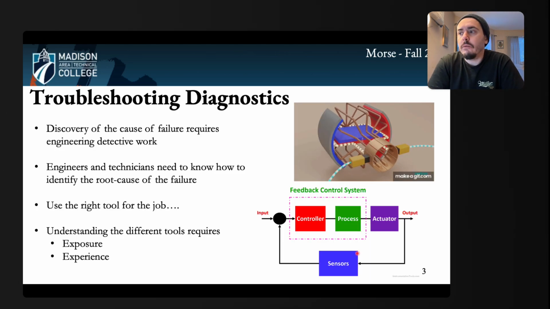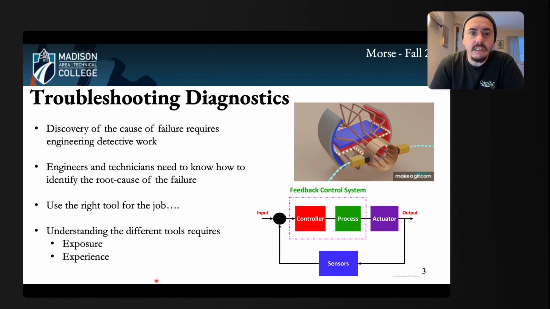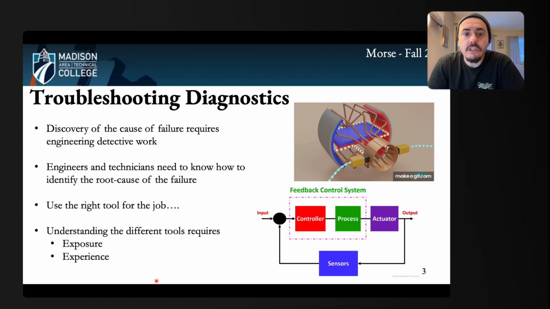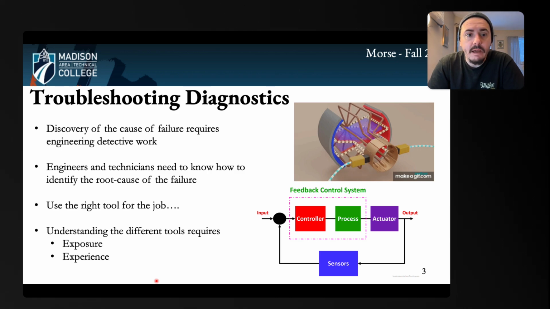Okay, so first, troubleshooting diagnostics. So first and foremost, as technicians and as troubleshooters, it's our job to identify and resolve the technical failures. So this requires a little bit of engineering detective work. Engineers and technicians need to do this detective work in order to identify what the root cause of the failure is and prevent it from happening again, and fix it, obviously.